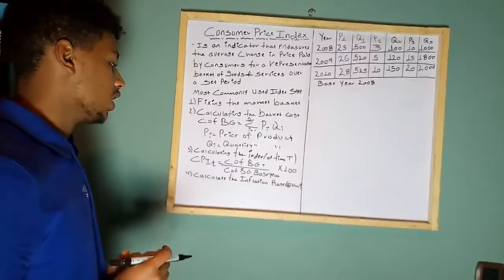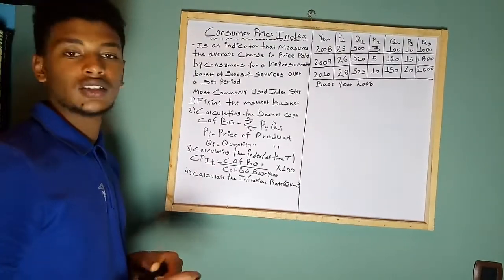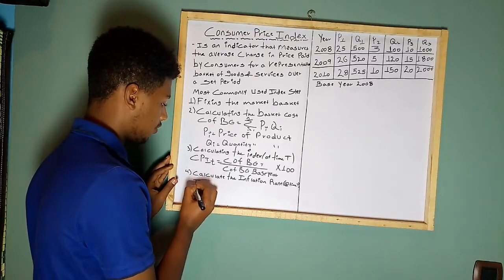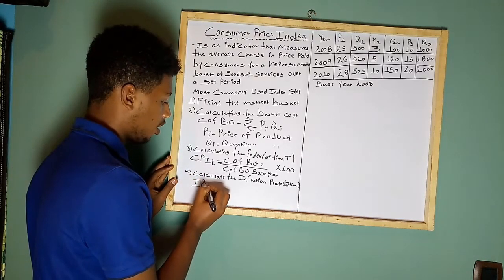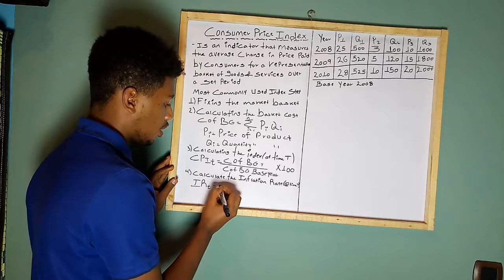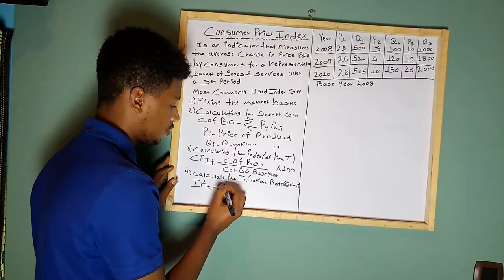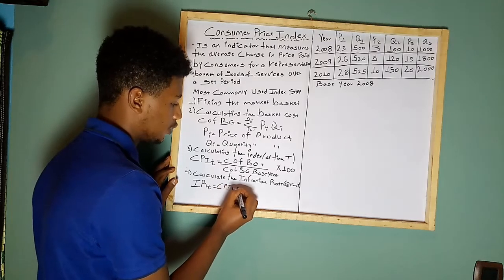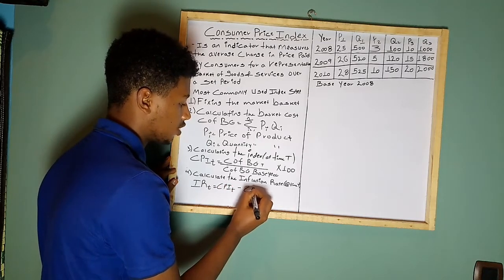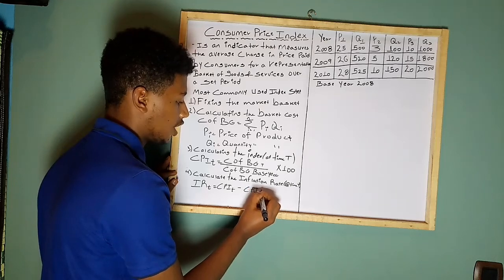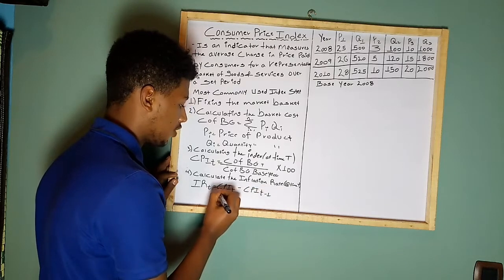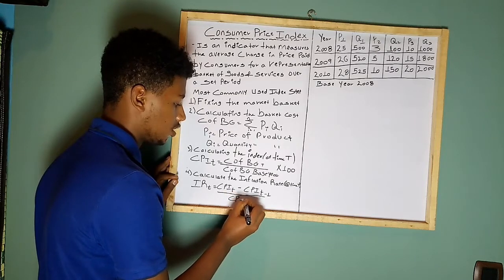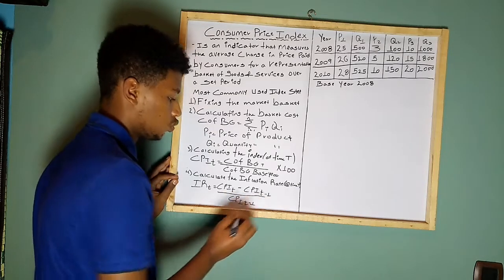And the fourth one is calculating the inflation rate at time t. In order to calculate the inflation rate, IR at time t is the consumer price index at time t minus the consumer price index at time t minus 1, divided by the consumer price index at time t minus 1.